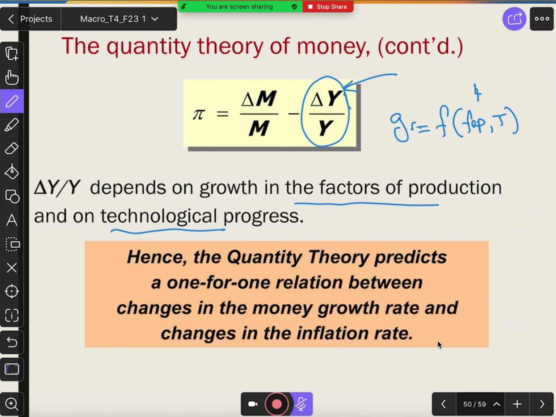We will talk about this on the next topic, which covers economic growth and the factors affecting economic growth. Specifically, we will talk about the Solow model, which is a very important model in the economic growth field. So the quantity theory of money predicts a one-for-one relationship between changes in money growth and the inflation rate.